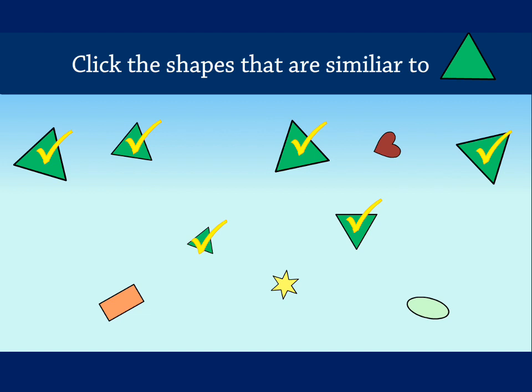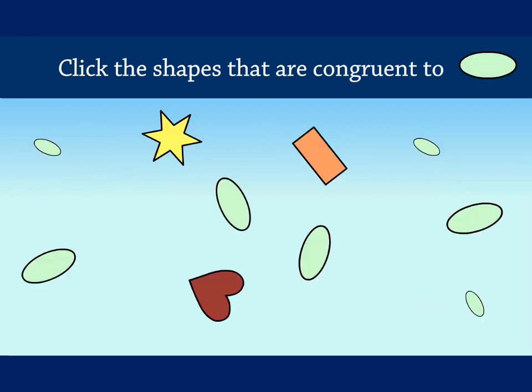All right, we're going to do one more set with the cream oval. Find the shapes that are congruent to that oval. Ready? Did you pick those 4? If so, you're really getting this.